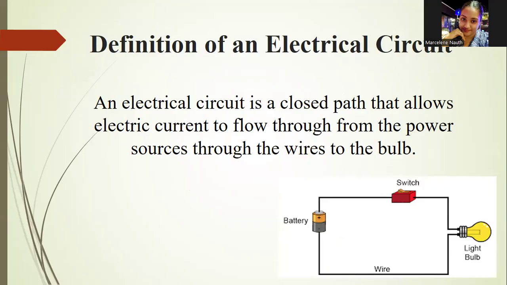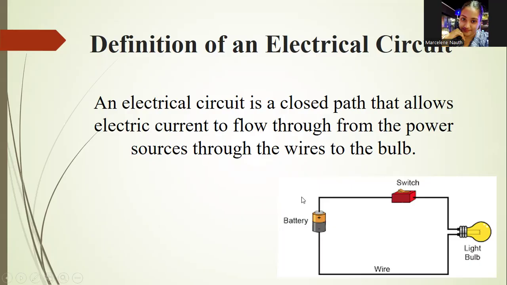So, an electrical circuit is a closed path that allows electric current to flow from the power source through the wires to the bulb. So, from this definition, we know that the circuit is a closed path. Now, this current must flow from the power source to the wires and then to the bulb. Now, as you can see, here is a picture of a circuit.